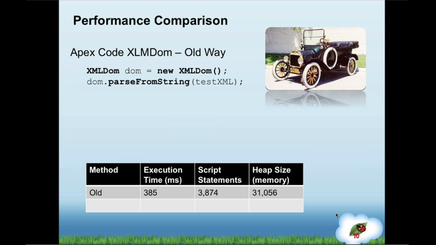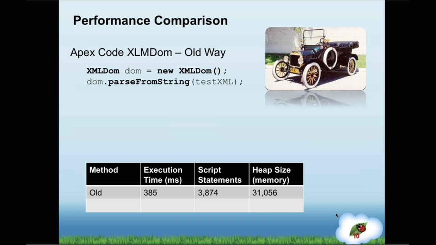Apex code, the XMLDom the old way. This is how you might load the old XMLDom object, parse from string, passing in a string of XML. And you can see in my little table, which I didn't do a lot of research on, but I think is representative nonetheless, in the old method, it took us 385 milliseconds to execute this. And I'll be showing you the actual XML code that we executed just so you get an idea.